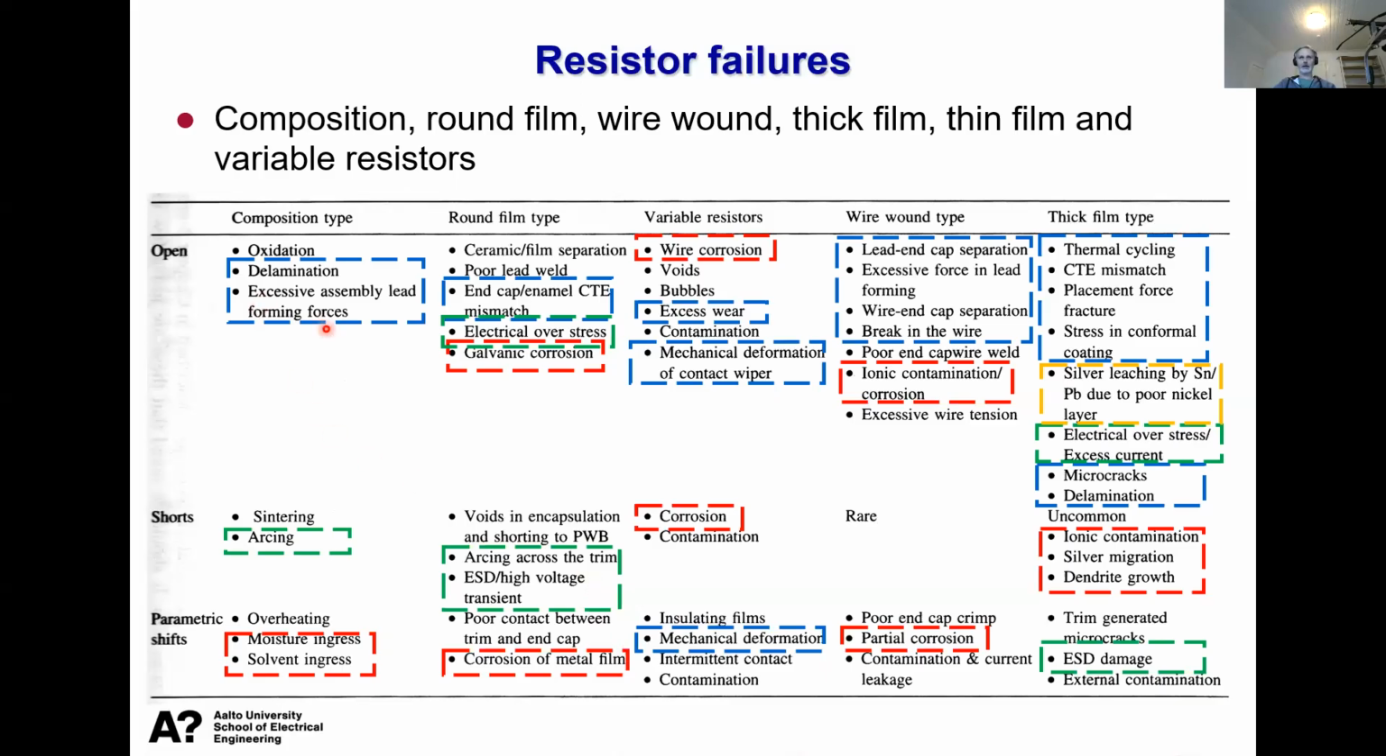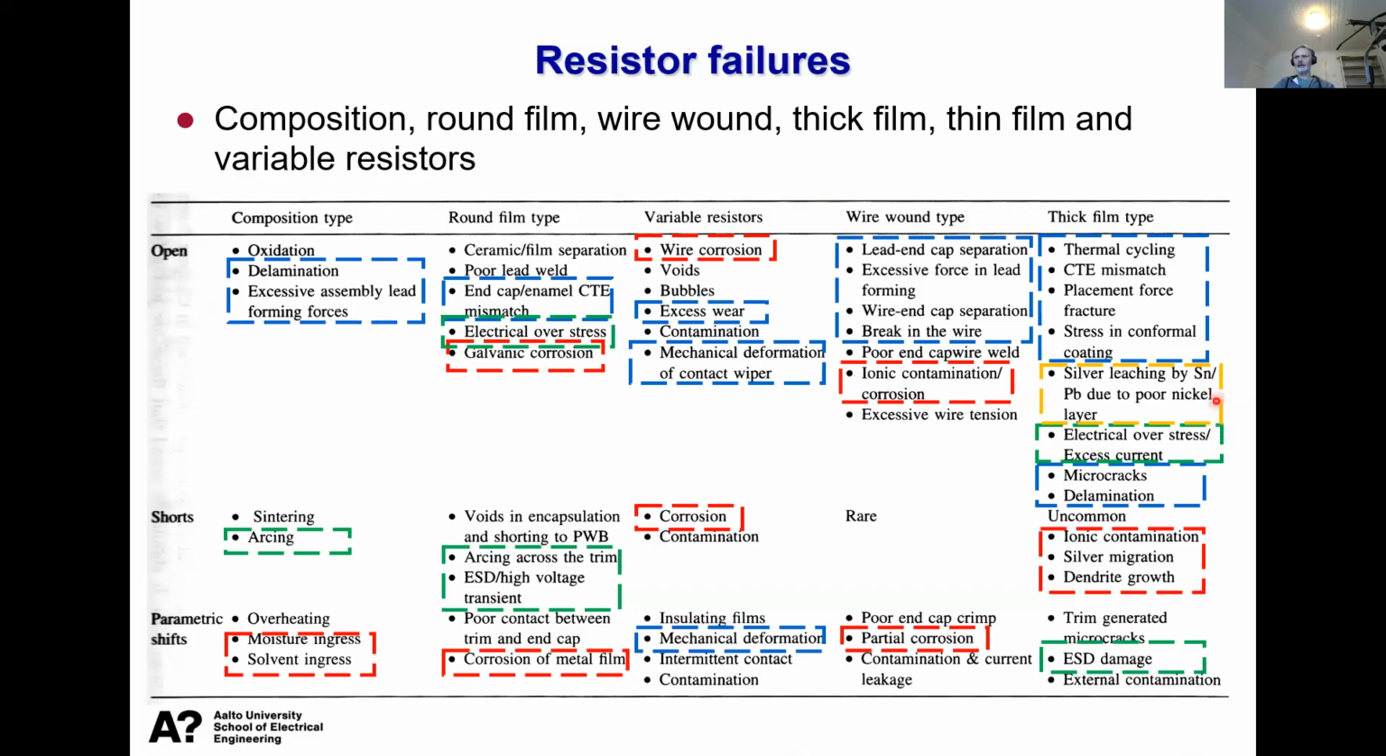If it's a green dashed rectangle, then it's an electrical failure. And if it's a blue rectangle, then there is something mechanical or thermomechanical related to that failure. So here again, we see that the same failure mechanisms which we have been talking through the whole course are also valid here. Basically, every different type of resistor also has these typical failure mechanisms, which are driven by chemical, mechanical, or electrical things.